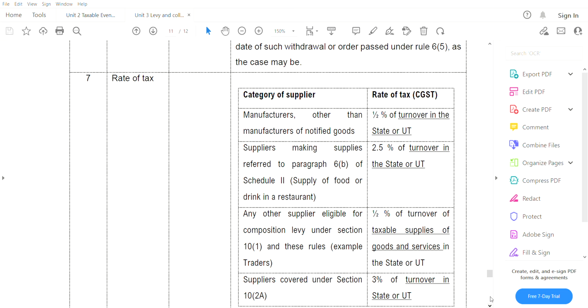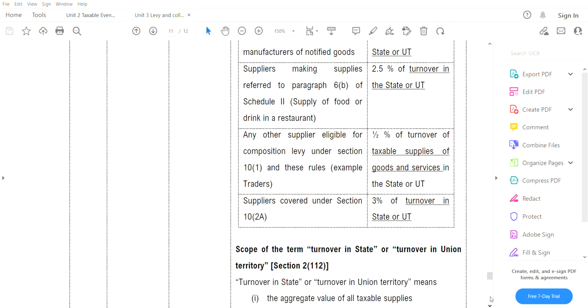Manufacturer ku half a percentage of turnover in the state or union territory. இவங்களுக்கு half a percentage of taxable turnover of goods or services. Okay, suppliers covered under 10 subsection 2A, 3% of the turnover in state or UT. இது வந்து supplier of services. Now இது எல்லாத்துக்குமே CGST ஆக்ட்ல இன்னொன்னு இருக்கு. இங்க 0.5%, அங்க 0.5%, இங்க 2.5%, அங்க 2.5%, இங்க 3%, அங்க 3%. So ரெண்டுத்தையும் சேர்த்தா மட்டும்தான் GST rate. So இங்க கொடுத்திருக்கிற rate is rate of CGST.